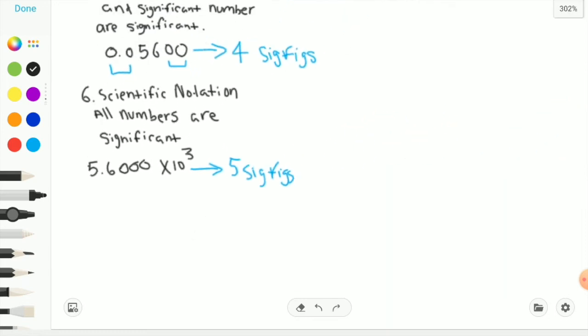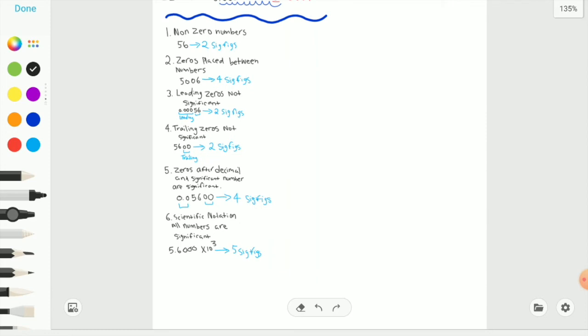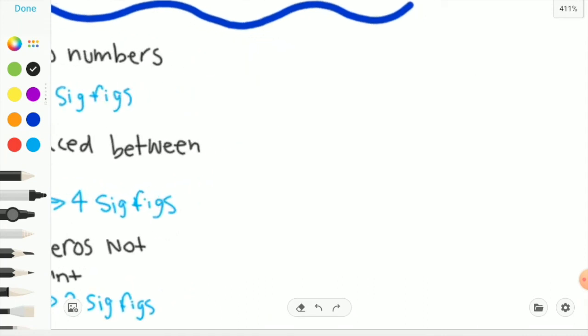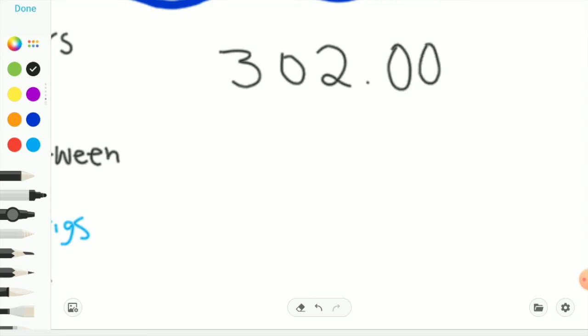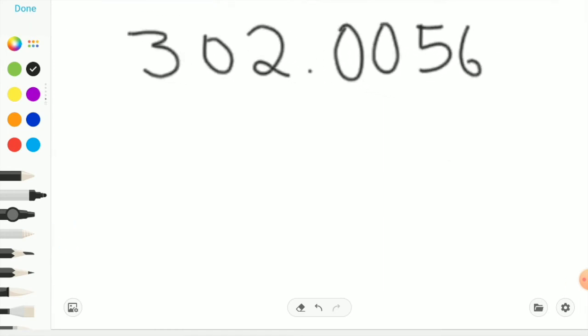Okay, I'm going to summarize this in a way where you don't have to memorize these rules, because it's a lot. Basically, how I think about it, I'll show you. Say I'm not going to use these numbers anymore. Say that you have 300.0056. First of all, these are going to be significant because these zeros are sandwiched. And same with the other zeros, all of them are significant.